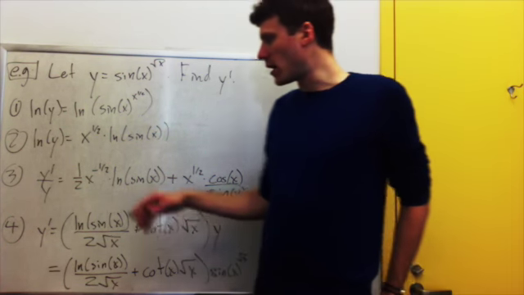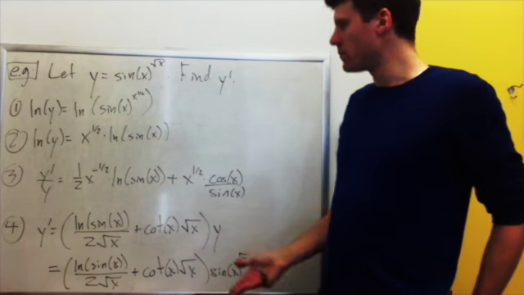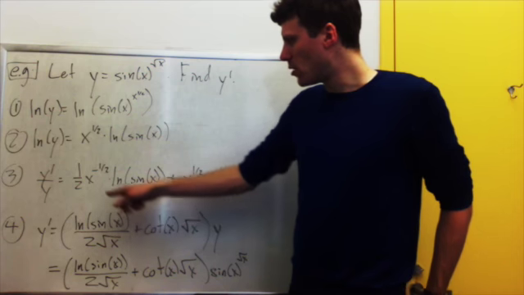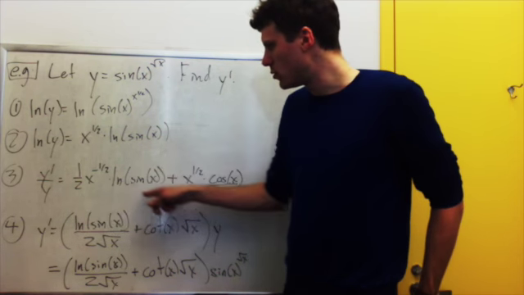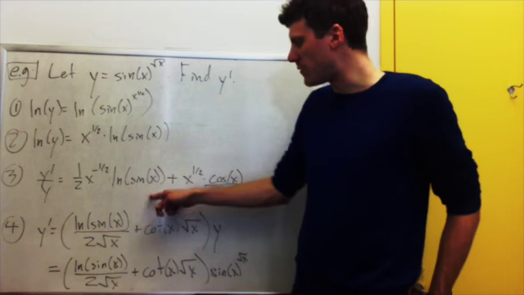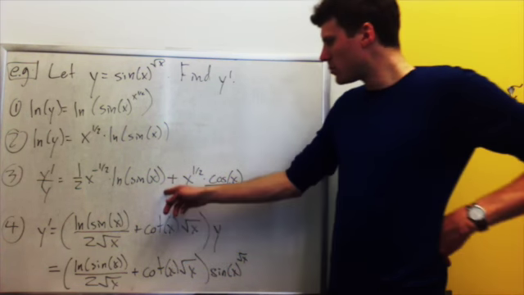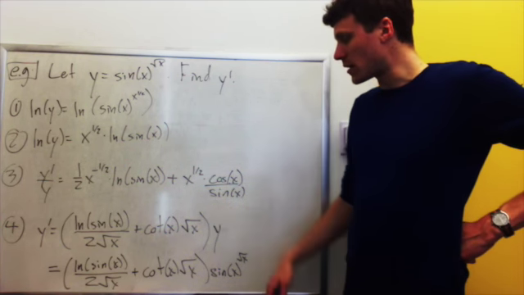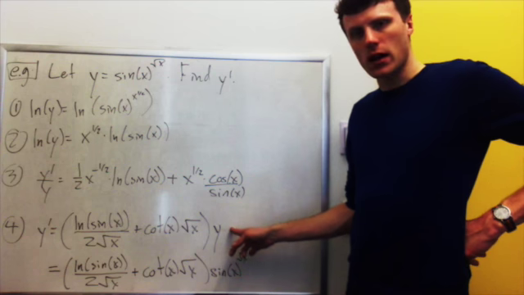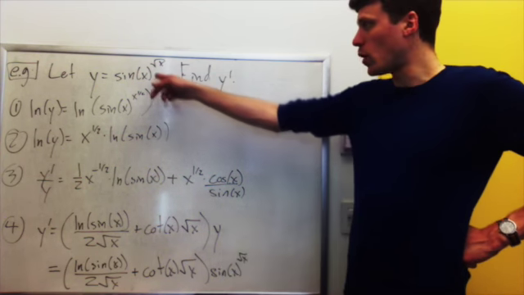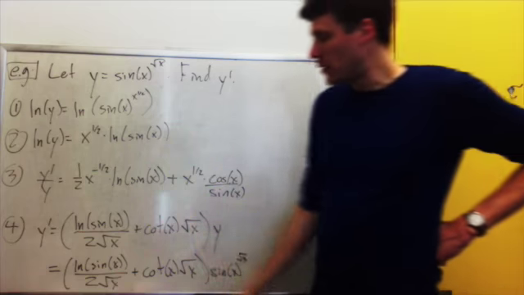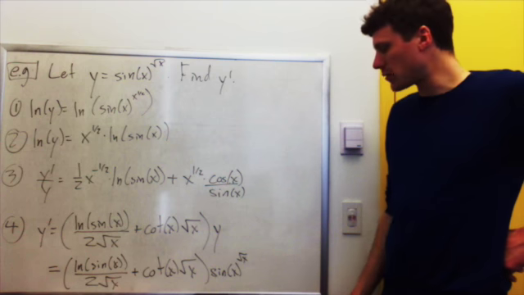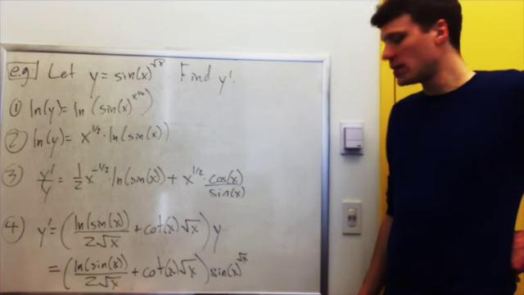So that means that y prime is equal to, once I pretty it up, I multiply both sides by y, I get y prime is log of sine over 2 root x, just bringing the 2 into the denominator and the x to the minus 1/2 into the denominator as root x, plus cosine over sine is the same thing as cotangent, and I'm multiplying that by root x. So that whole quantity times y, and then at the end of the day I have to replace y with what it is in terms of x. So I get log of sine of x over 2 root x plus cotangent of x times the square root of x, quantity times sine of x to the root x.